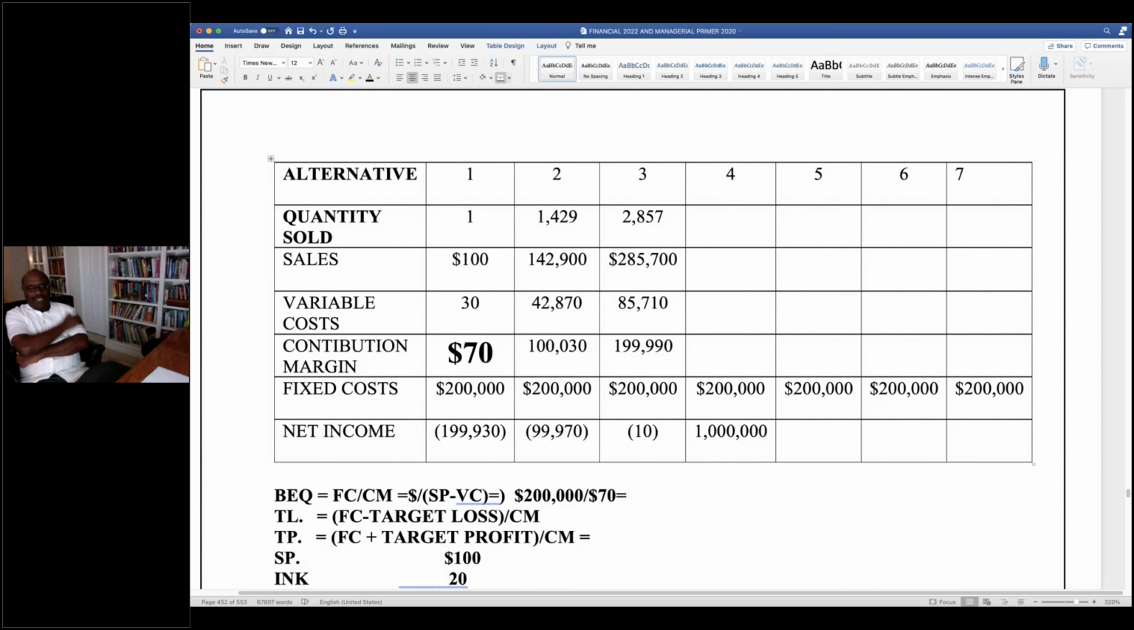Got it? Okay, hold on. To get the quantity for the second one, I did 200,000 minus 100,000 divided by 70. That's correct. But I didn't get the answer that y'all got. Something's wrong with your calculator. Okay.